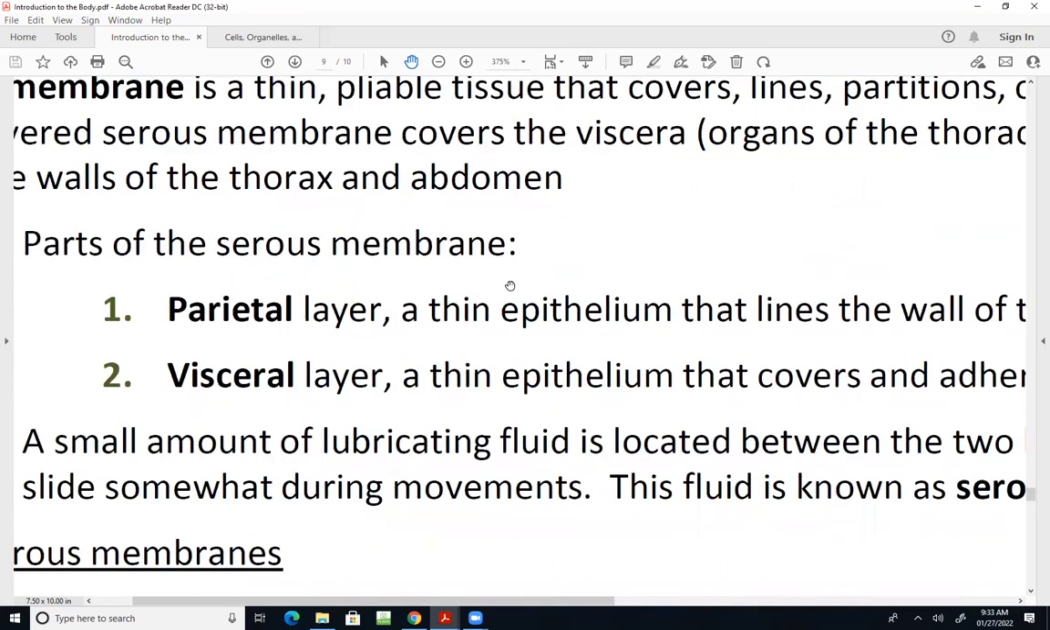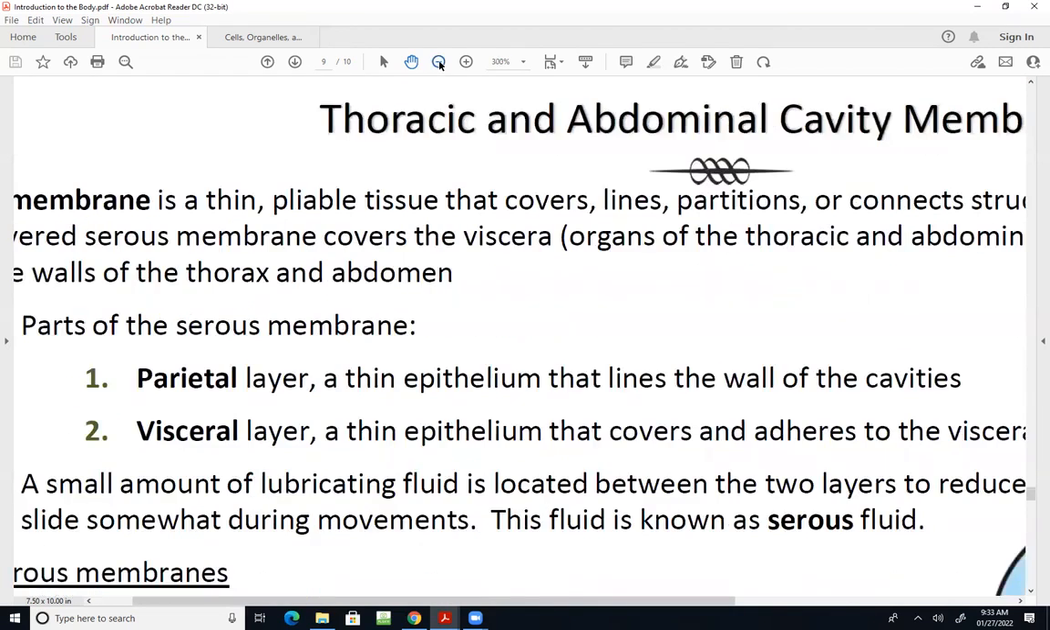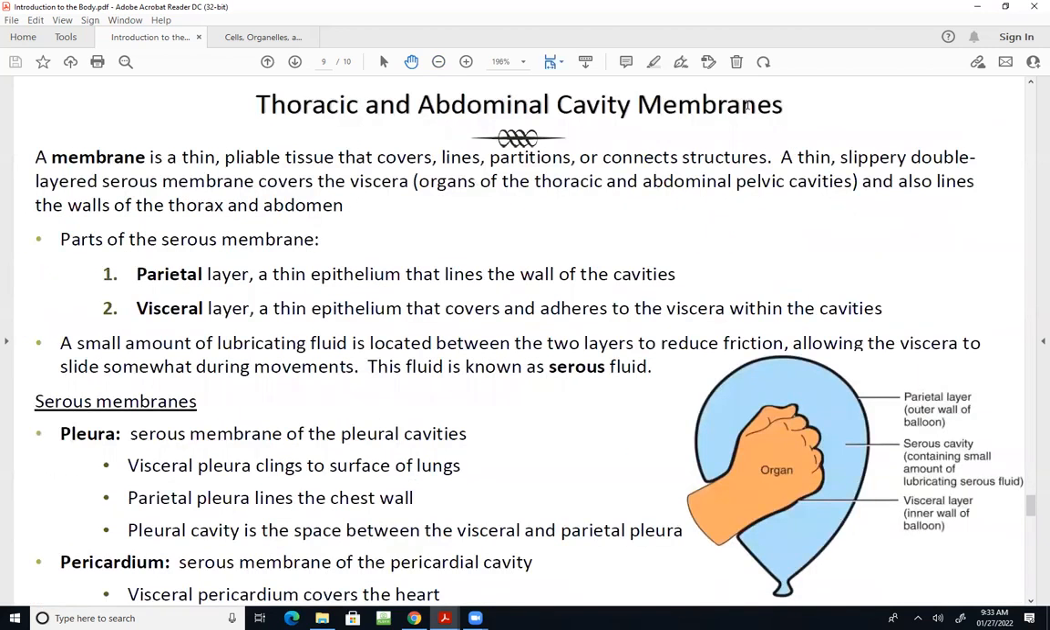Okay, so associated with our thoracic and abdominal pelvic cavities are a couple sets or three membranes. Well, a membrane can be defined as a thin, pliable tissue that covers, so it's on the outside of, it lines, it's on the inside of, it partitions, which is kind of a fancy word for separates, or connects structures. It's just holding things apart, kind of enclosing them on the inside of them, that kind of stuff.